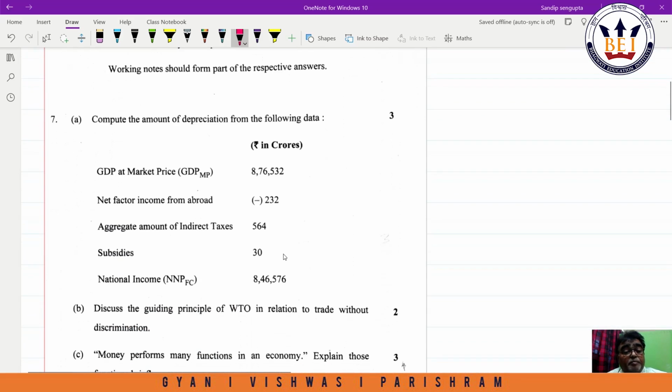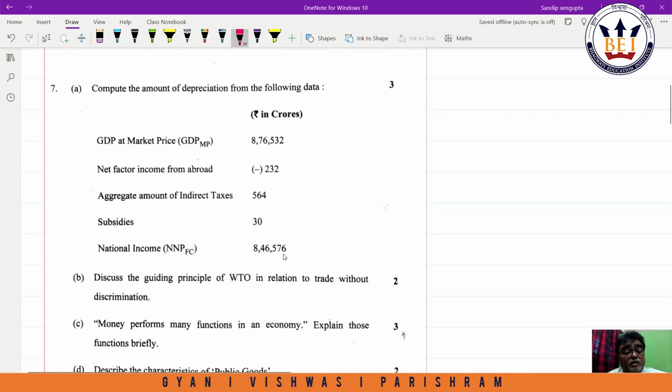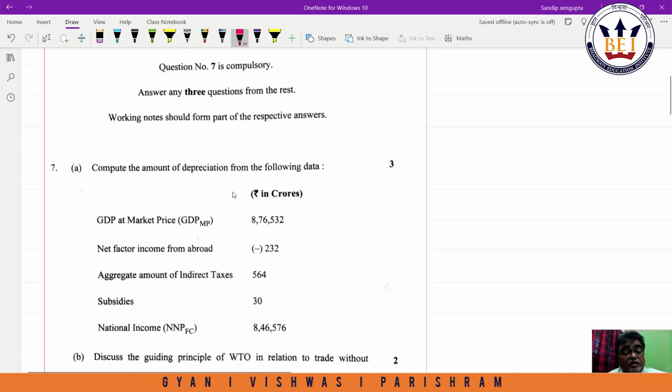The first question is to find out depreciation. First, let me explain how to find this out. Read the sum, then the workout will come automatically. So GDP MP is given, NNPFC is given, and these entries are given.